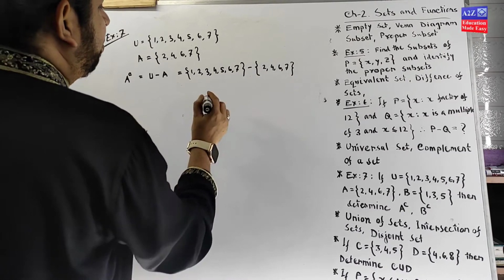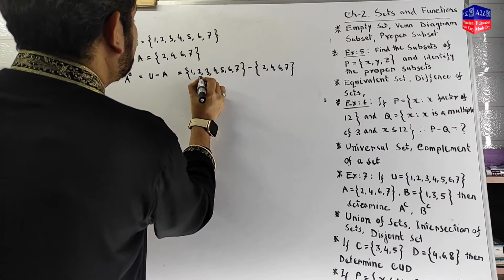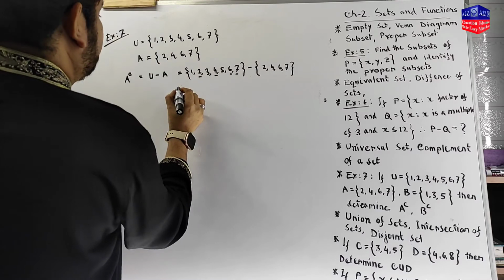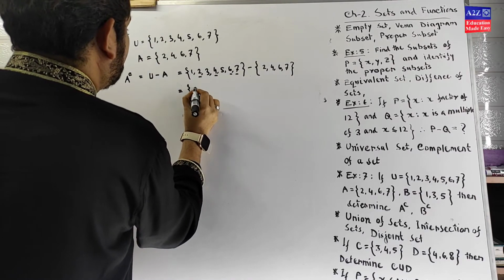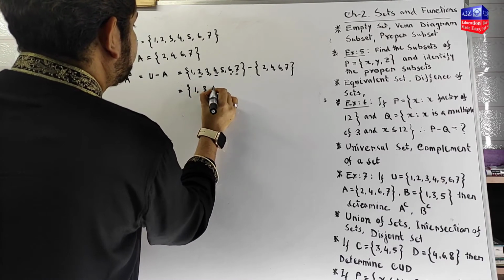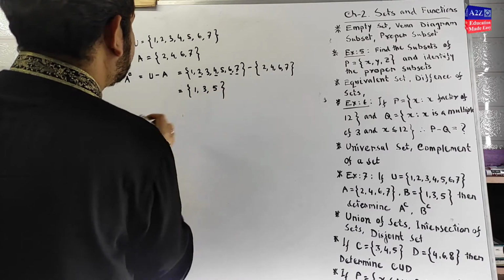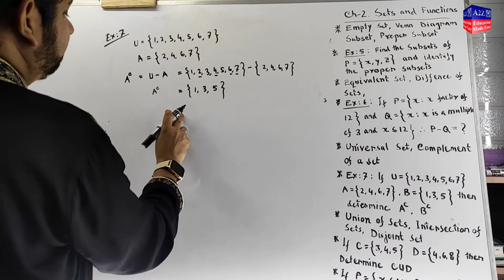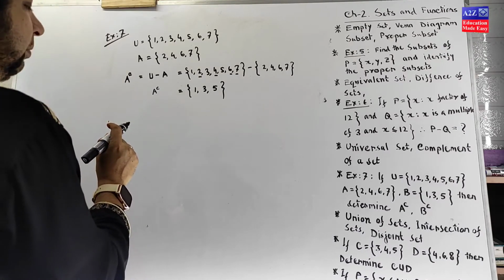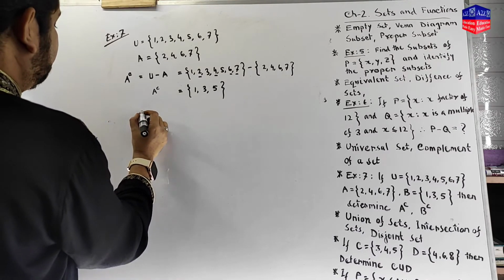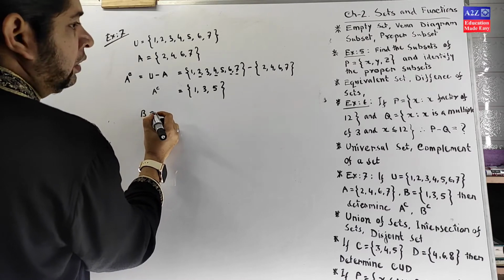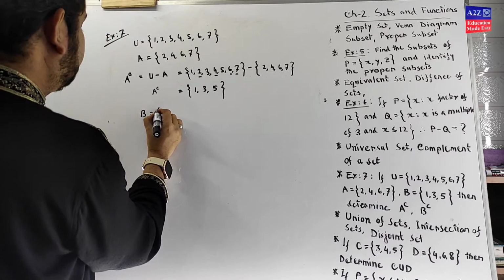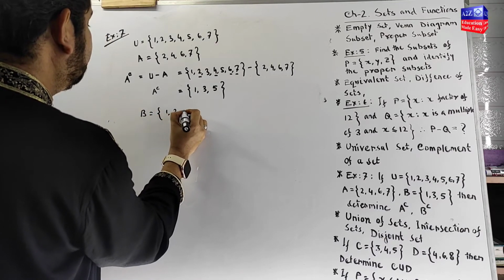We have to find out the common elements, 2, 4, 6, 7. These elements are common. Therefore, the remaining elements will be 1, 3, 5 only. This is basically the complement of set A. Okay. Similarly, in the B subset, there are some elements which are basically 1, 3, 5.